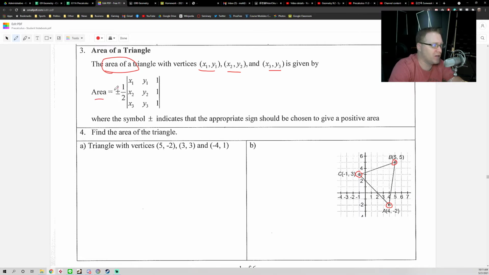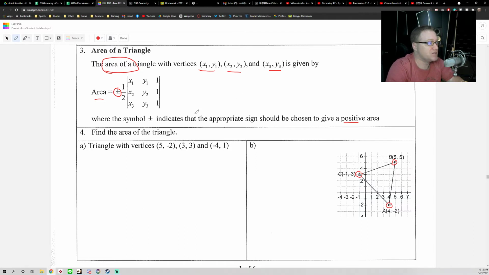Now, at the front here, there is a plus or minus sign. That doesn't mean that the area can be plus or minus. That means that we're going to use a plus or a minus to make sure that our area is positive. Because maybe when we do this determinant, our answer is negative. Well, then we're going to put a negative in front of the negative to make it a positive so that we make sure our area is positive.